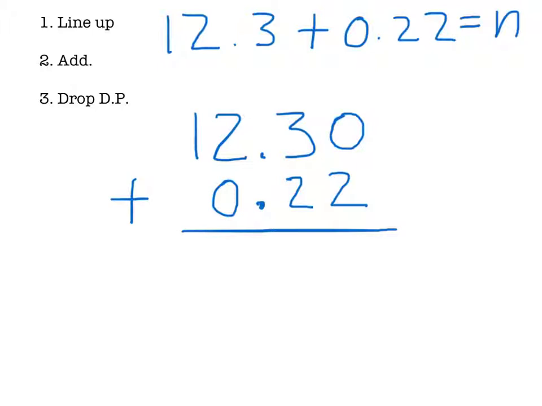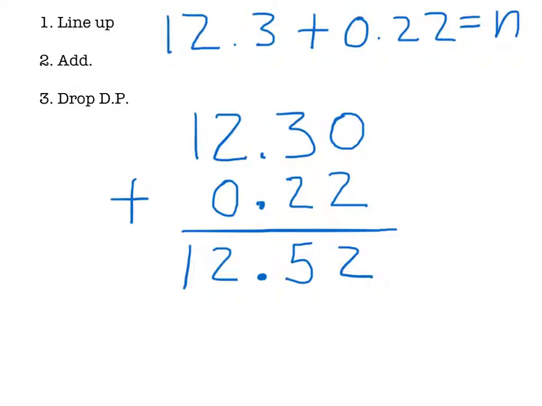Alright, so now I'm on step 2, which is add, and I'm going to add 0 to 2, which is 2, 3 to 2, which is 5, 2 to 0, which is 2, and 1 to 0, which is 1. Then I'm on my last step, which is drop the decimal point down, just keeping it right in line. And my answer is 12.52.